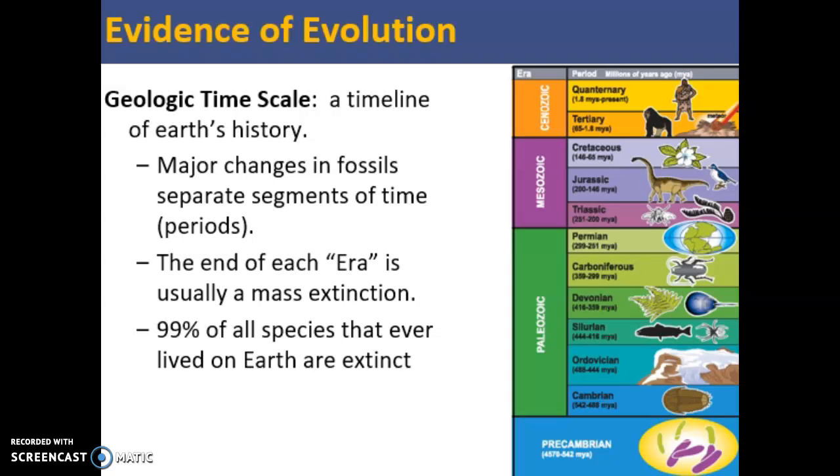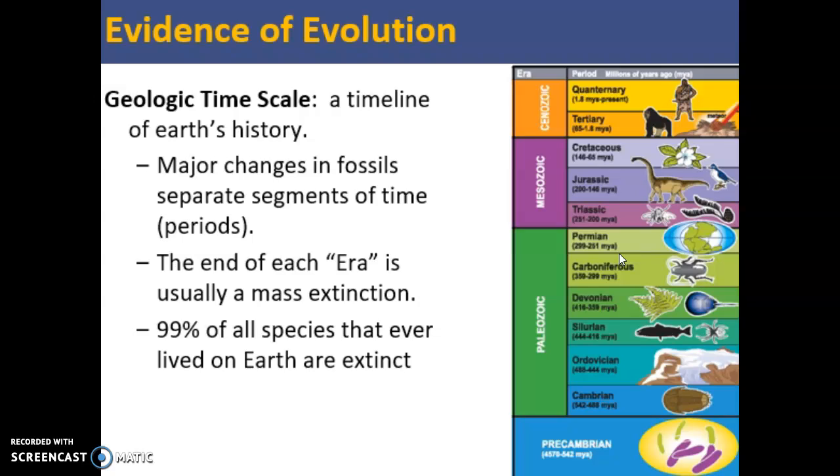We call these periods, right? And we see on the timeline over here some examples of periods would be like Triassic, Jurassic, Cretaceous, right? Each of these periods has a group of fossils, and then all of a sudden you'll see a change, right? At the end of one period and the beginning of another period, a new group of fossils will emerge.